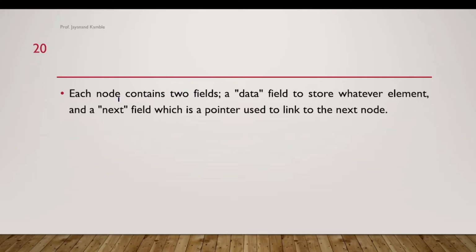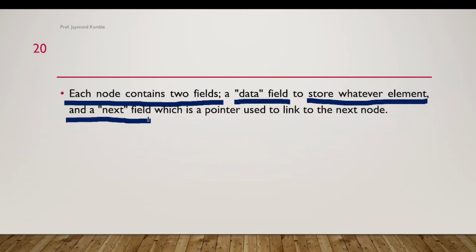Now we know that each node of the linked list contains two fields. A data field, which stores whatever item or element there is, so the item or element is stored in the data field of the node. The other is called the next field or next pointer field, which is the pointer used to link to the next node, or used to hold the address of the next node.